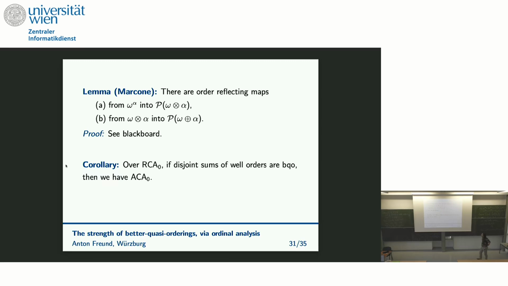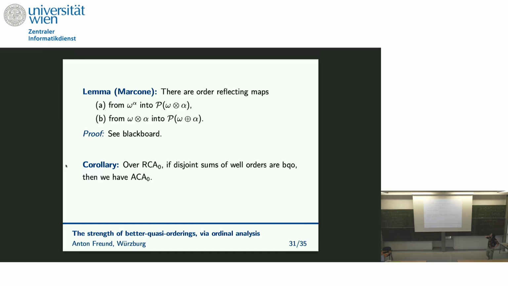And now I claim that this has the following corollary. Over RCA naught, if disjoint sums of well orders are bqo, then we have arithmetical comprehension. And in particular, in part 1, we had this result that well orders are always better-quasi-orders. That was easy to see. RCA naught can do that. So in particular, over RCA naught, if better-quasi-orders are closed under disjoint sums, then you already have it.